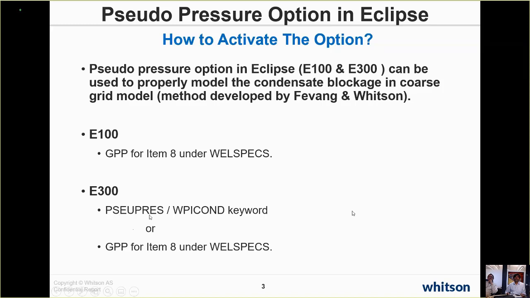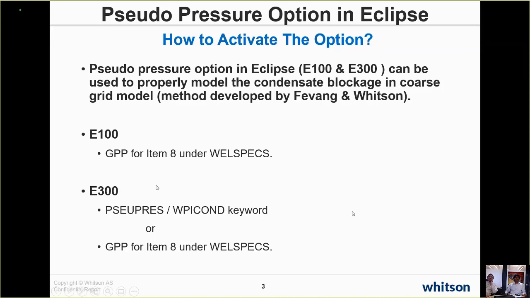So this is or. If we write the PSEUDOPRESS keyword once with no associated data, then it will be applicable to all wells in the model. So the difference is that in the WELSPEC case we have to specify GPP for all wells, and here only once. Once you have this keyword, it will always use GPP for all the wells.